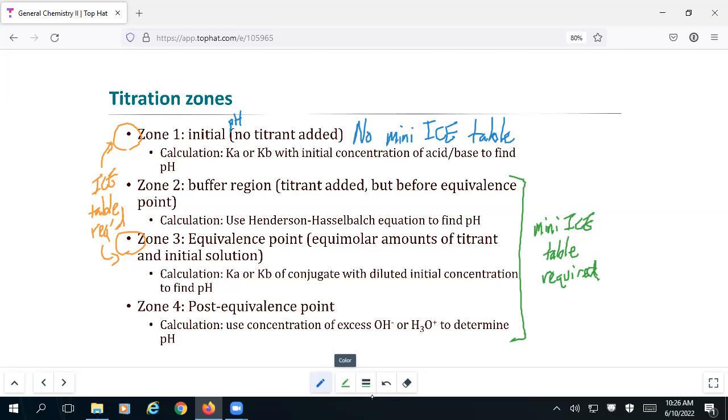The second zone, again, since we're talking about a weak, strong kind of interaction here, the second zone is going to be a buffer zone. So you're going to set up a mini ice table to figure out what the ratio of base to acid is. And then you'll plug that into the Henderson-Hasselbalch equation like you would any other buffer.